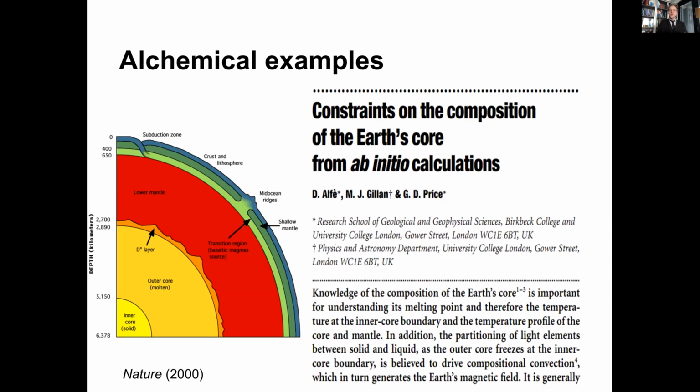Right? So I show this to illustrate the incredible versatility of these alchemical changes. This is a Nature paper by Dario Alfe, Mike Gillan, and Price, where they did alchemical changes of compounds, or of compositions, which I expected to be present in the Earth's core. Okay? We don't know the chemical composition of the Earth's core. Nobody ever went there to measure it, obviously. So it's an open challenge, right? And we would like to infer it.